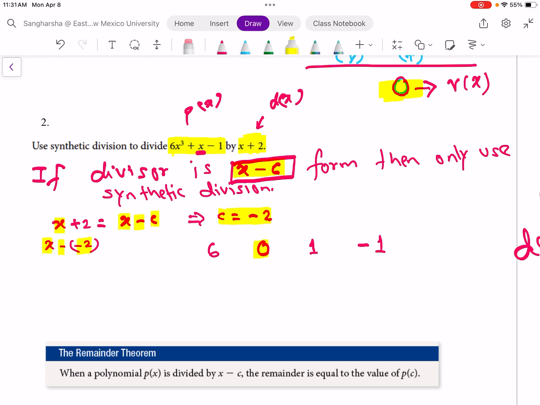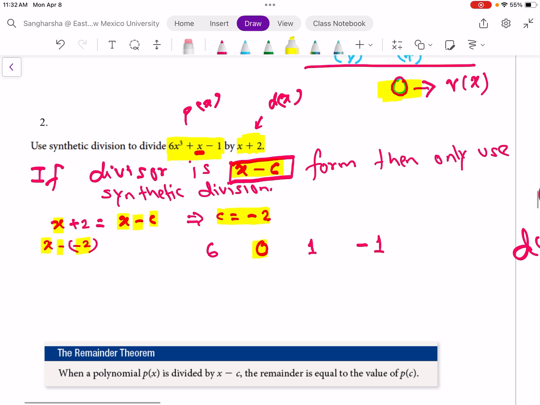And make sure you always have your polynomial in the descending order of exponent of the variable. Before you write down the coefficient, make sure you have your polynomial in the descending order of the exponent of the variable. That's what we already have here. And next, you write down the coefficient of each term. If there is a missing term, you're going to use a 0 as a coefficient.